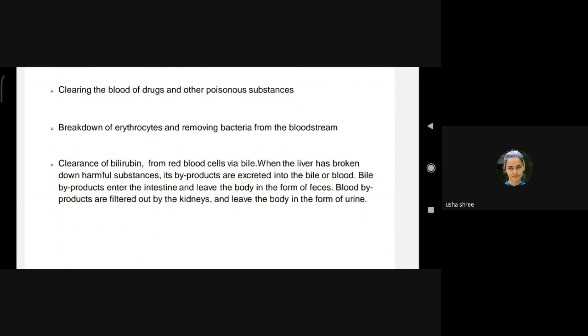When the liver has broken down harmful substances, its byproducts are excreted into bile or blood. Bile byproducts enter the intestine and leave the body in the form of feces. Do you guys understand this? It means the waste material is divided into two from the liver. One is stored or mixed with bile, and another is mixed with blood. And this bile goes to the intestine, and it is excreted from the intestine by stool. And the other that is mixed with blood is refined.